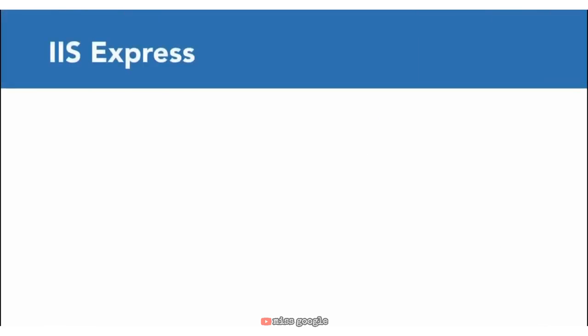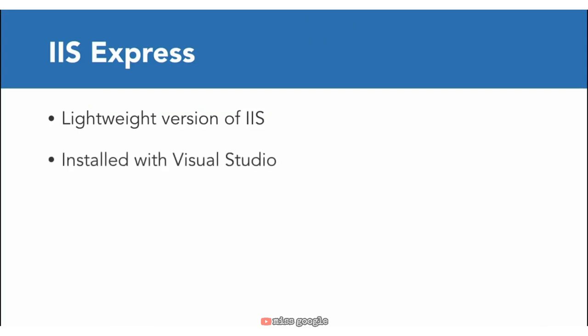While developing our applications, we might not actually need the full version of IIS, so we can use IIS Express. And IIS Express is a lightweight version of IIS that gets automatically installed when you install Visual Studio, so you don't have to do anything about it. Of course, if you are not installing Visual Studio, you can still go and download IIS Express and install it manually.